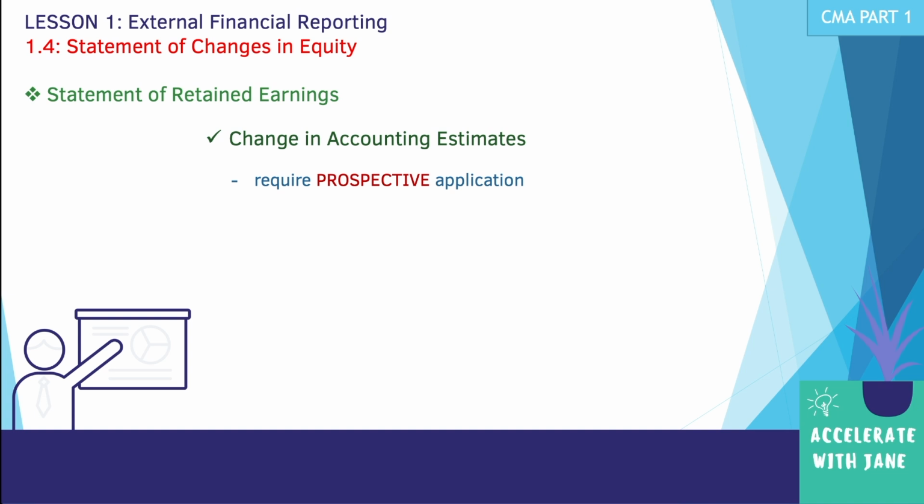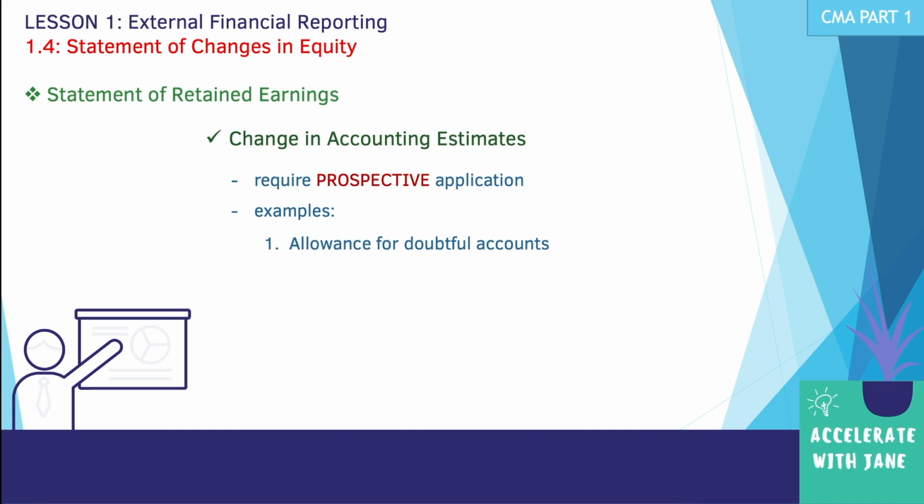However, please take note that if a change in accounting estimate gives rise to changes in assets and liabilities, or relates to an item of equity, then it is recognized by adjusting the carrying amount of the related asset, liability, or equity item in the period of the change. So here are some examples of the change in accounting estimates.